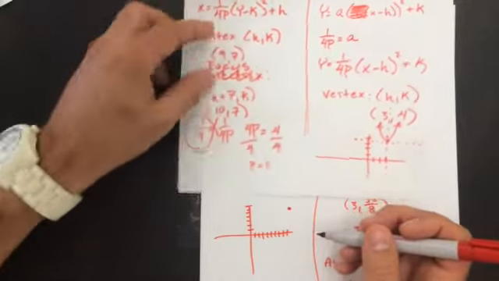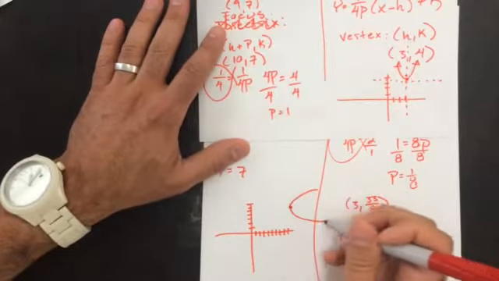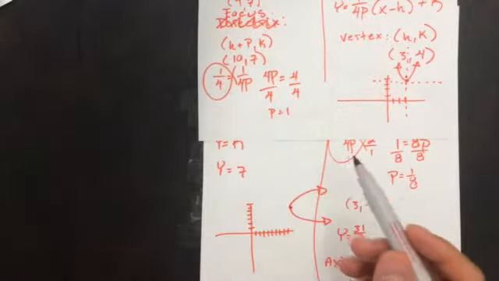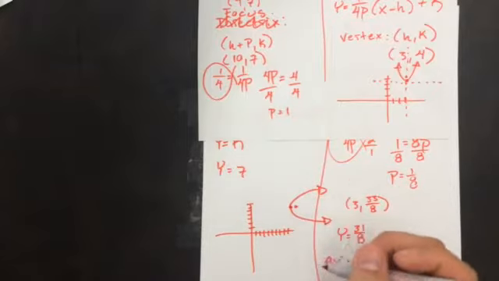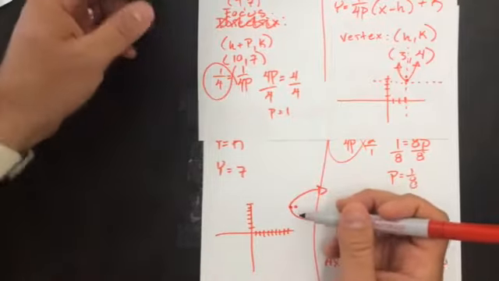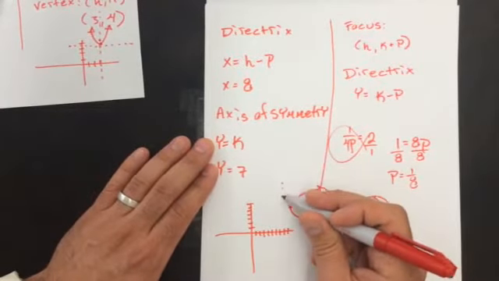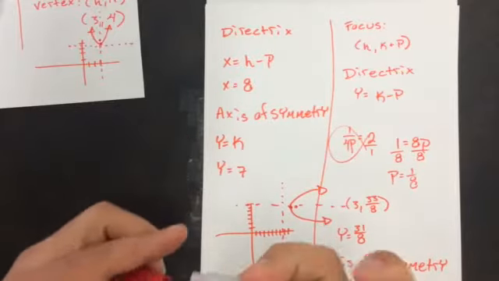Because the p value is positive, it's going to be opening to the right. My focus is at 10, 7, so 1 unit over. My directrix is at x equals 8, again 1 unit over. And my axis of symmetry goes right through there. So hopefully that makes sense.